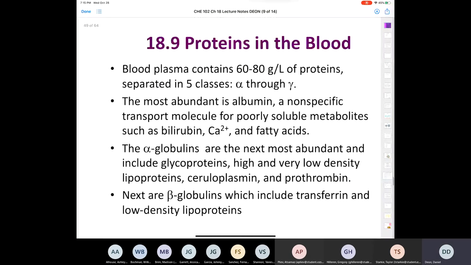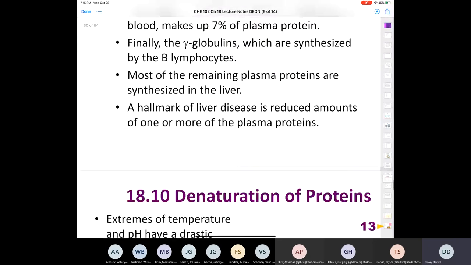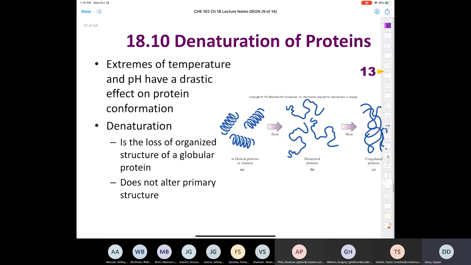I'll just tell you that section 18.9, I'm not going to ask you anything about that section on your next exam. And we'll call it quits. No, we got 5 minutes left.